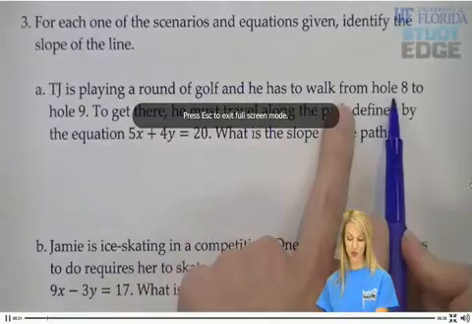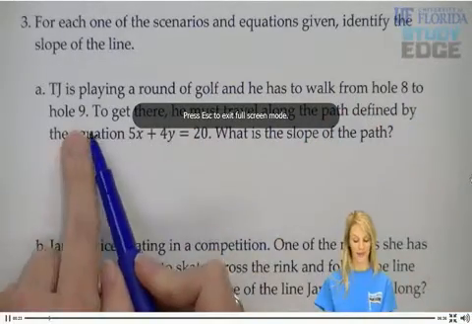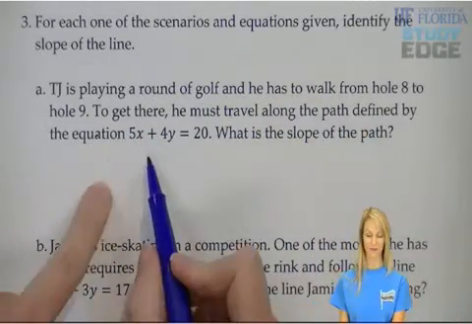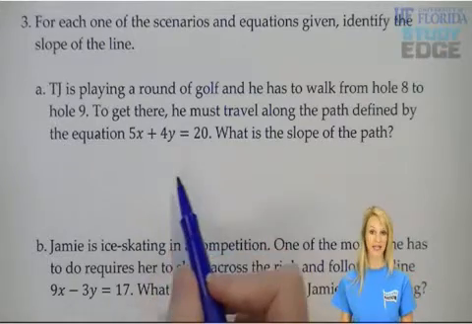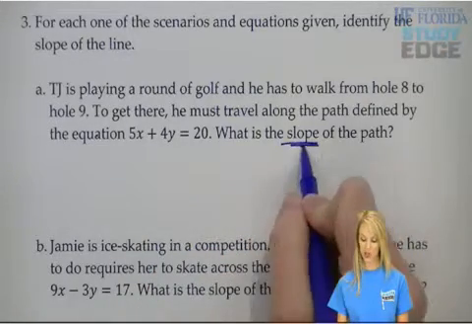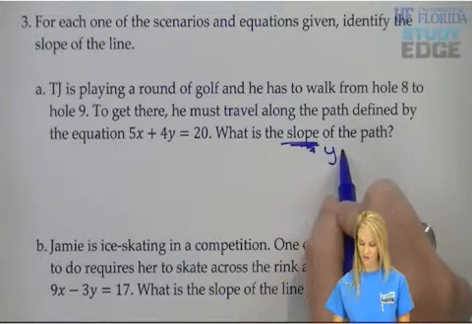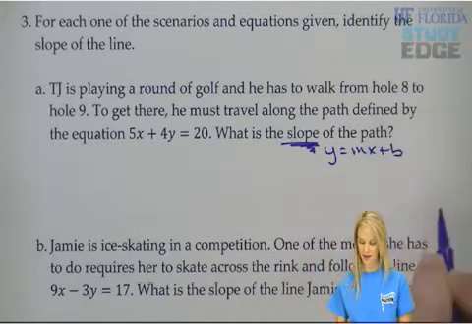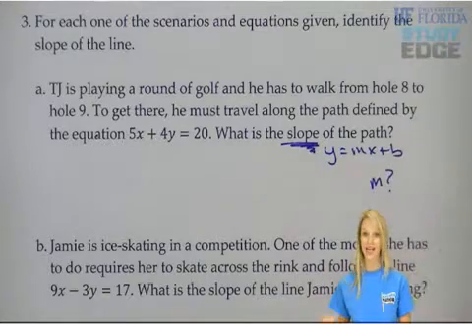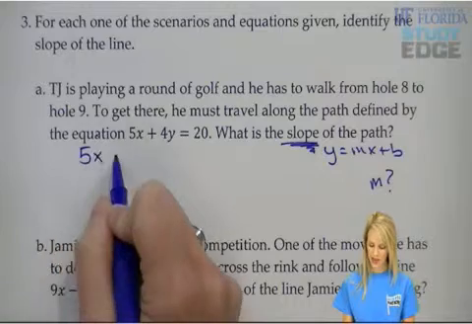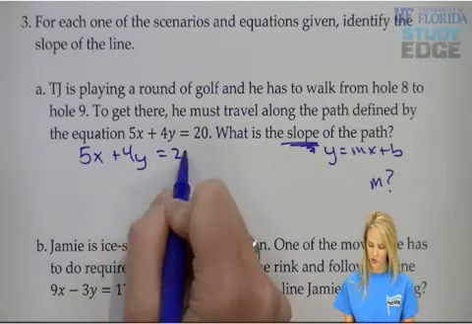TJ is playing a round of golf, and he has to walk from hole 8 to hole 9. To get there, he must travel along the path defined by the equation 5x plus 4y equals 20. What is the slope of the path? It's the same thing as saying, if I have y equals mx plus b, what is m? M is our slope. That's what we want to find. So we're starting off with this equation, 5x plus 4y equals 20.